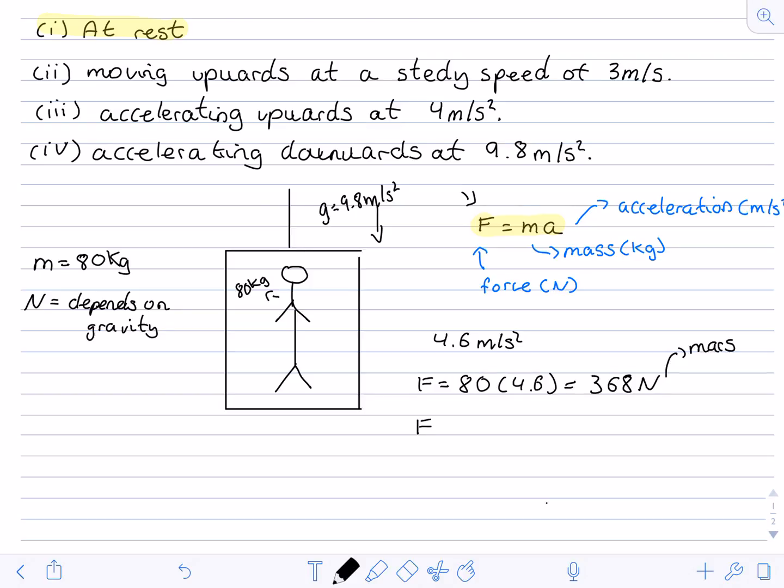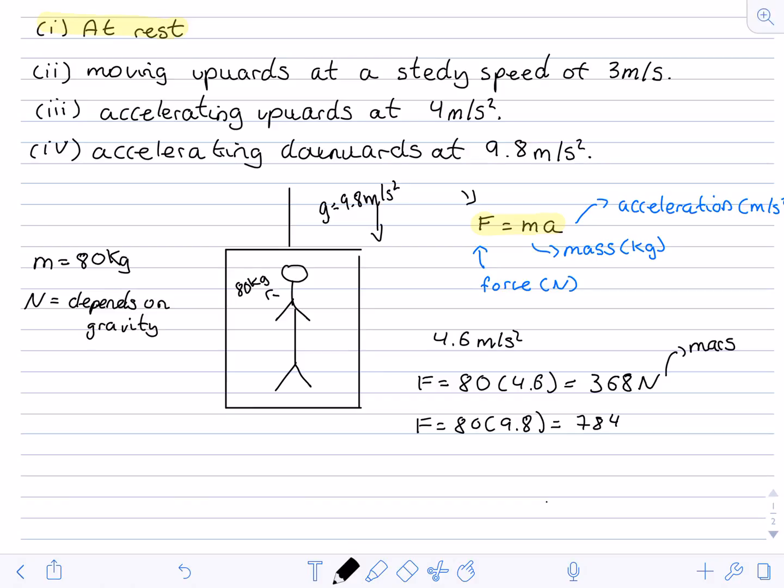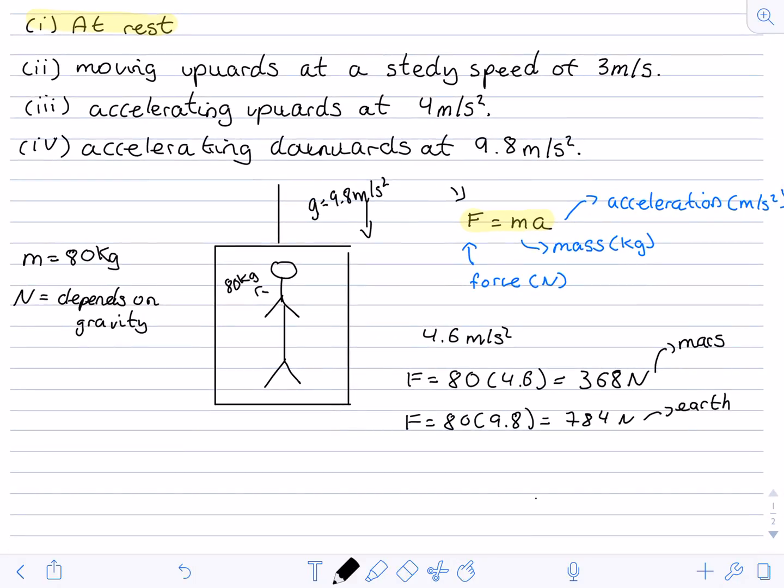But the weight in newtons on Earth would be 80 multiplied by 9.8, which is the acceleration due to gravity on Earth. Multiplied by 80, that's 784 newtons, okay? So as you can see, the weight in newtons depends on the gravity, but the mass is always going to be the same. So that's the first thing you should know.